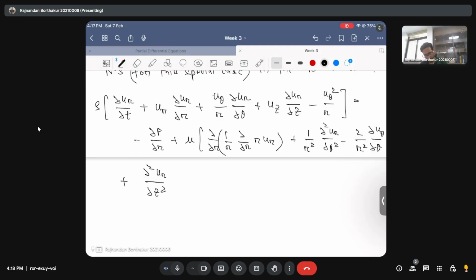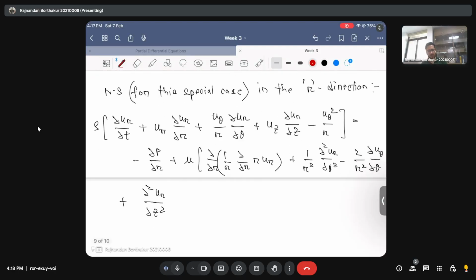Okay, so I think that's it. Yeah. Okay, so that's the full Navier-Stokes equation in the r direction. So let's invoke the assumptions.